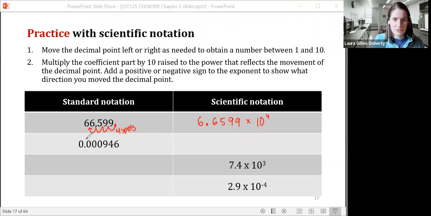Let's do the next one, 0.000946. So you grab the decimal point and you move it to the right this time. 2, 3, 4. So we end up getting 9.46 for the coefficient part, 9.46 times always base 10. And we moved it 1, 2, 3, 4 spots. And we moved it to the right this time to take a decimal value and convert it into scientific notation. So we have a -4 for the exponent.